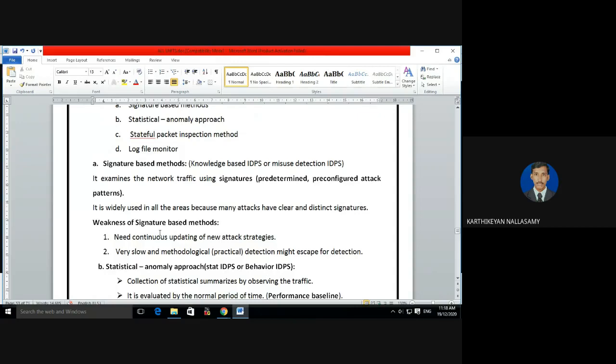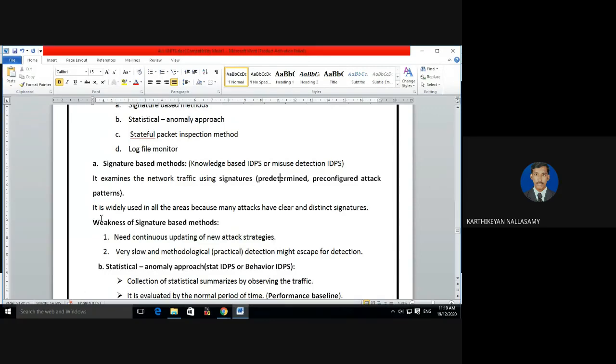One is called the signature-based method. This is called knowledge-based. It means that we are going to add a signature, and the signature must be predetermined and pre-configured. Predetermined means that the person standing in front of the gate must know my signature, so that only then can they identify this is the authorized signature. If they do not have enough idea about the signature, then it is very difficult. Correct? Okay. So we call that predetermined, pre-configured packets.